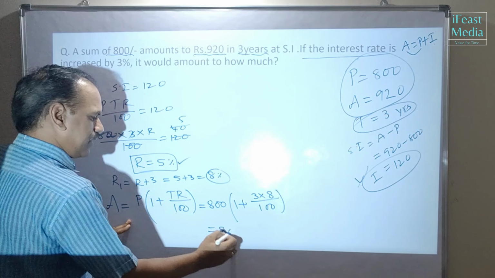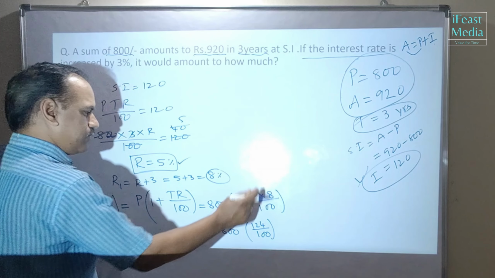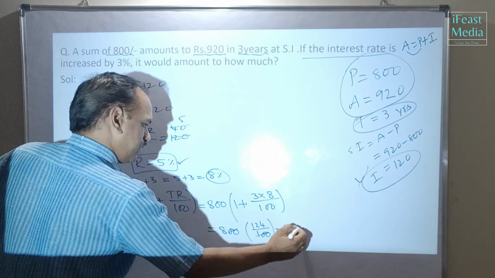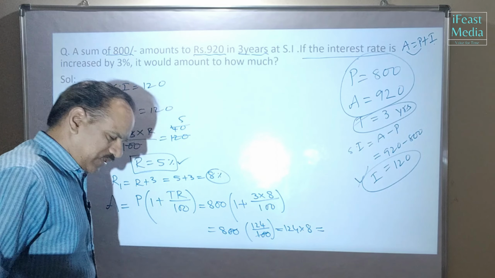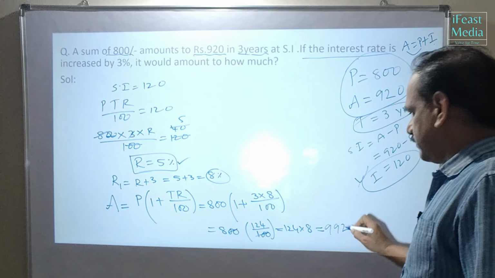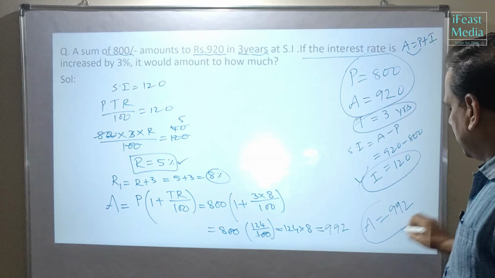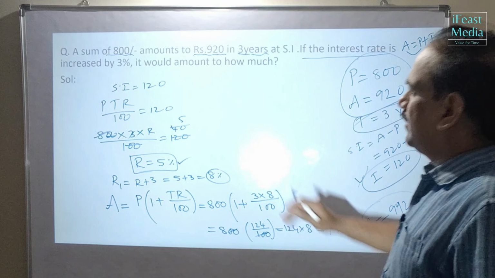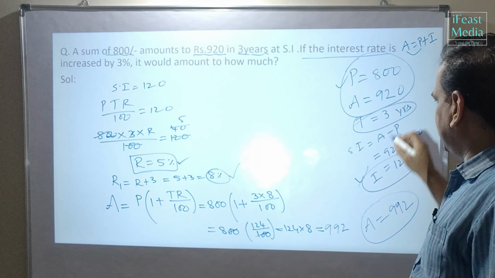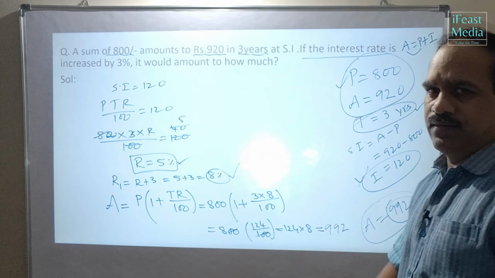So which is 800 into 124 by 100. This is 24, 100 plus 24, 124 by 100. So 124 by 100 into 800, 124 into 8, it is 992. So the amount is 992. The same principal with 8% rate of interest in the same period 3 years, it would amount to 992 rupees.